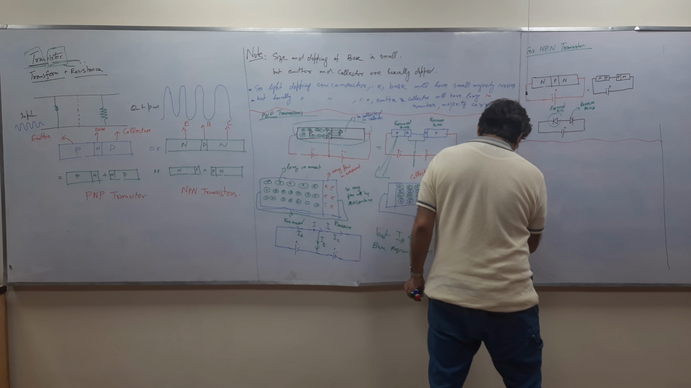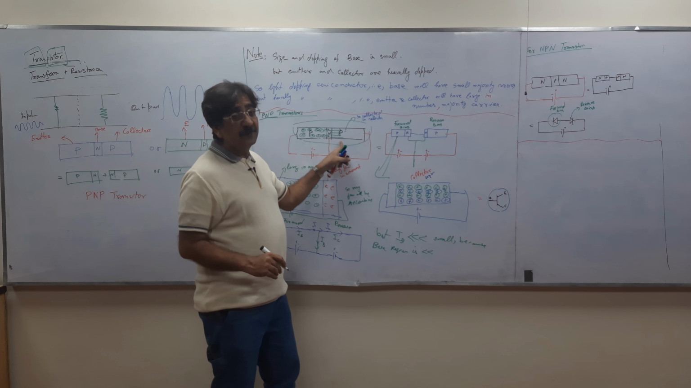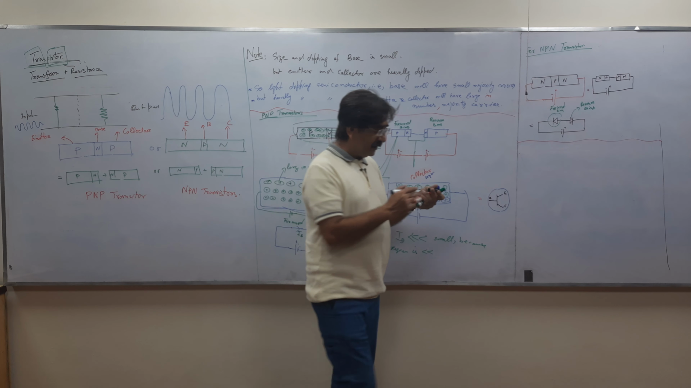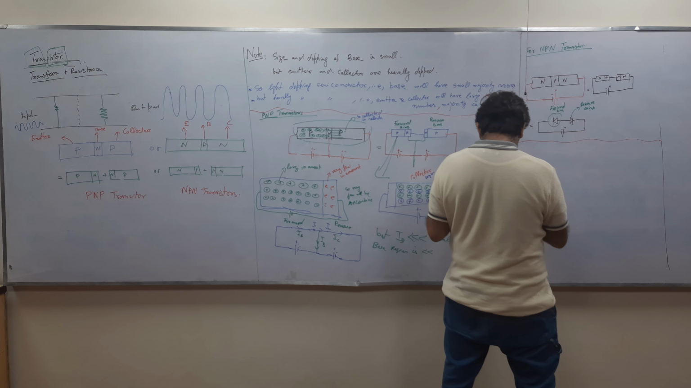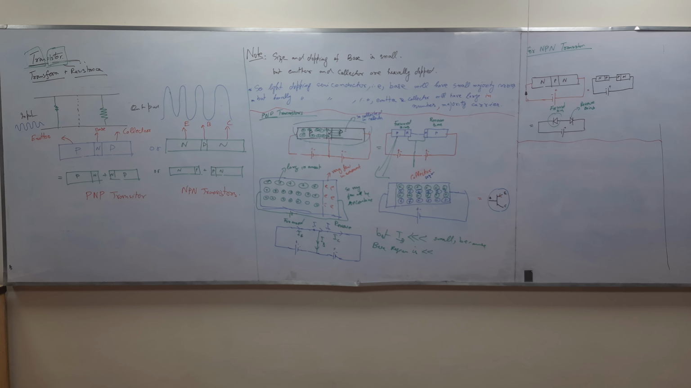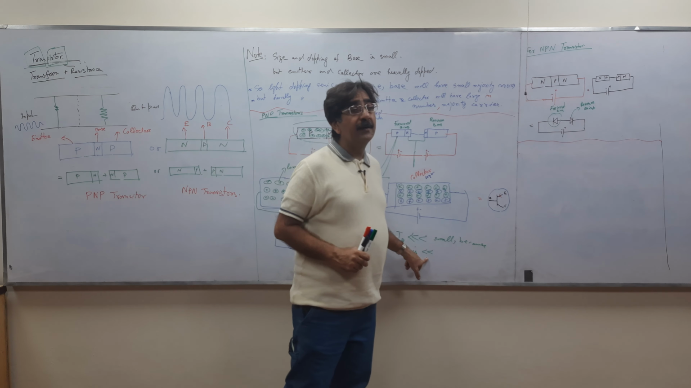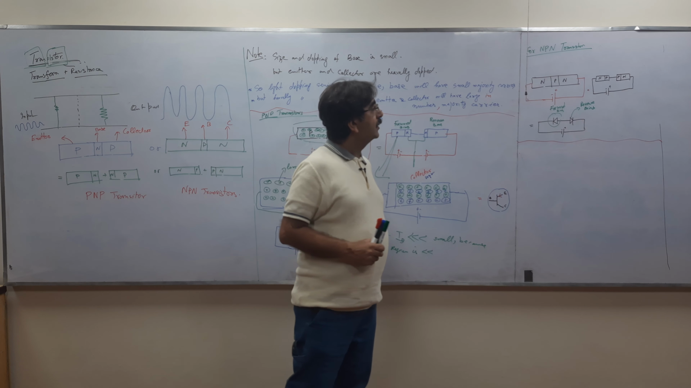Okay, this is B, E and C. In the PNP, your current is going from positive in this direction, okay. So that's represented by the arrow on this, like this. IB is very small because the base region is very small. I have already explained that the base region is very small.